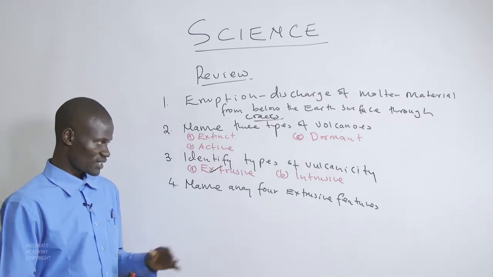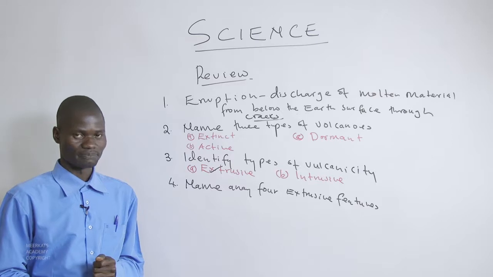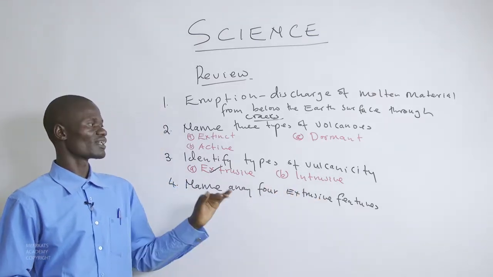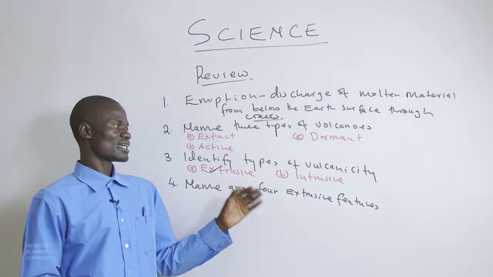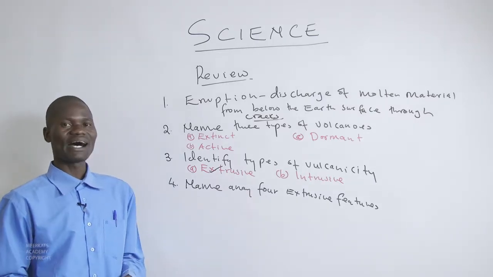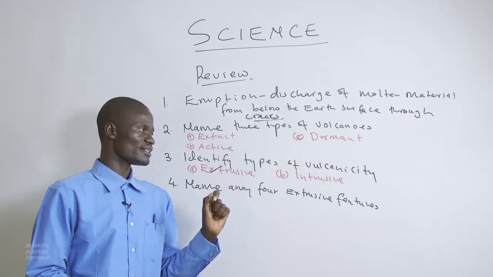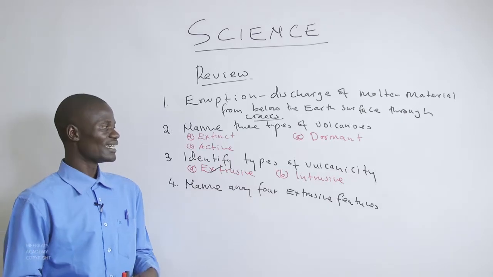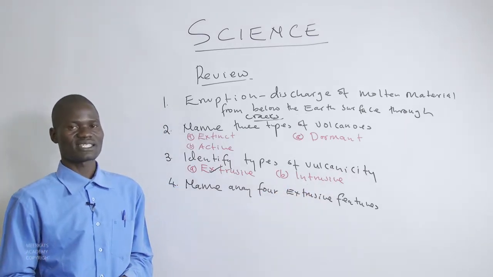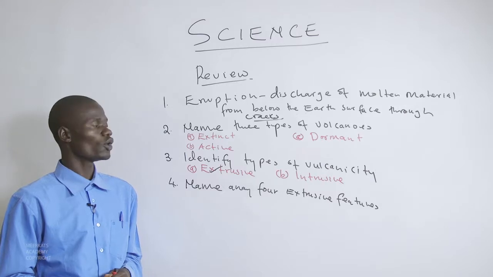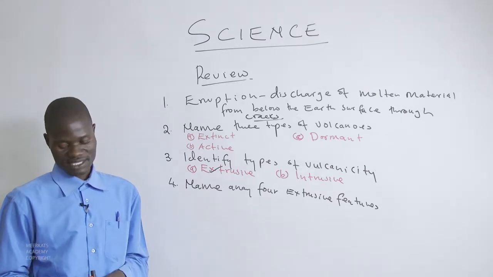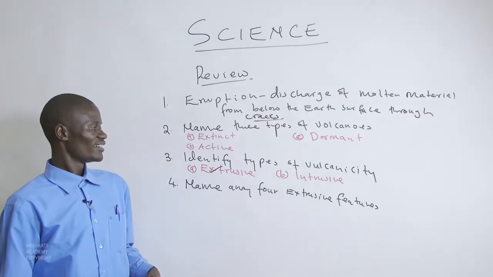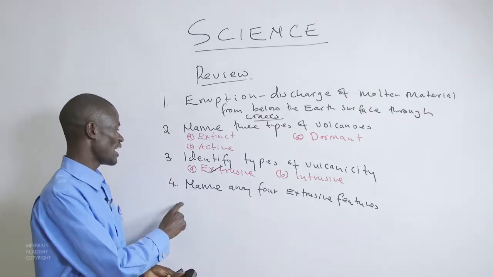And such extrusive features, we were able to identify them. While intrusive volcanicity is a kind of volcanic eruption that happens when magma is intruded between or within the crust or rocks, leading to the formation of various intrusive landforms or intrusive features. That one, we can rest it there and move on.